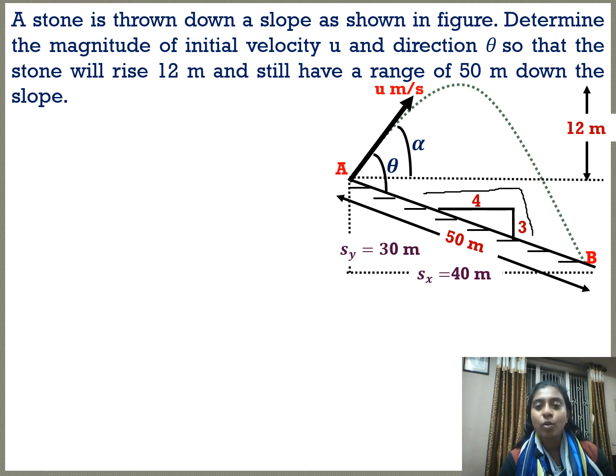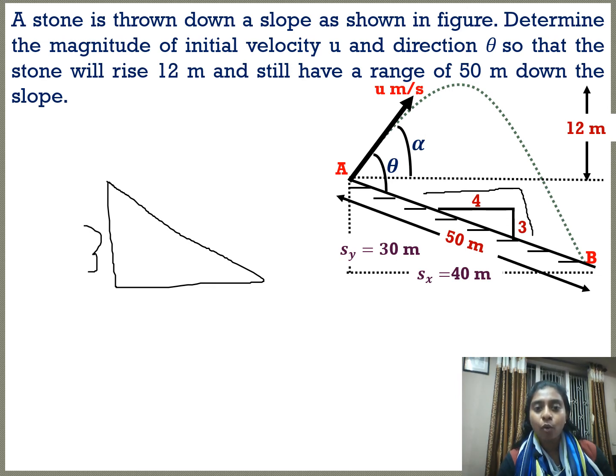It is 4:3:5. So now this is 50. See, this range is 50. That means our Sx will be in the ratio. We know, when we are taking a right angled triangle, the ratio will be 3, 4 and 5. So this inclined length is given as 50 meter. So your horizontal distance, that is Sx, will be 40 meter and Sy will be 30 meter.